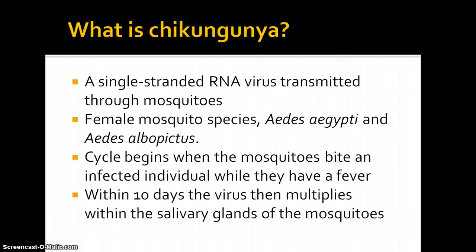So what is Chikungunya? Chikungunya is a single-stranded RNA virus that is transmitted through mosquitoes, specifically the female mosquito species Aedes aegypti and Aedes albopictus, which are also known to transmit other popular viruses such as dengue. In chikungunya, the cycle begins when the mosquito bites an infected individual while the individual has a fever. Within the first 10 days, the virus multiplies within the salivary glands of the mosquitoes.